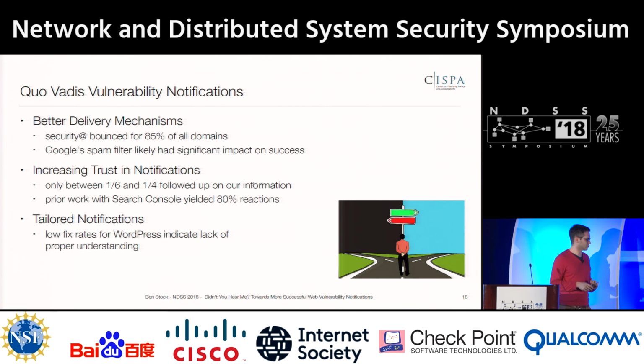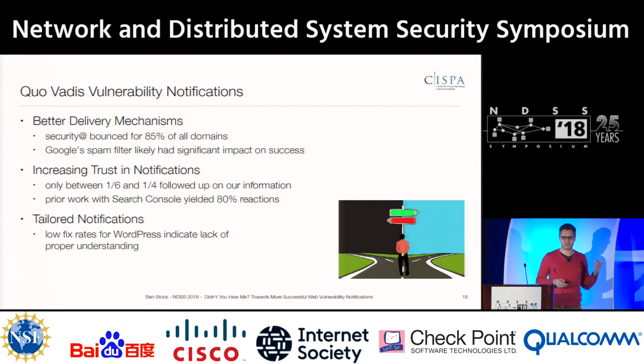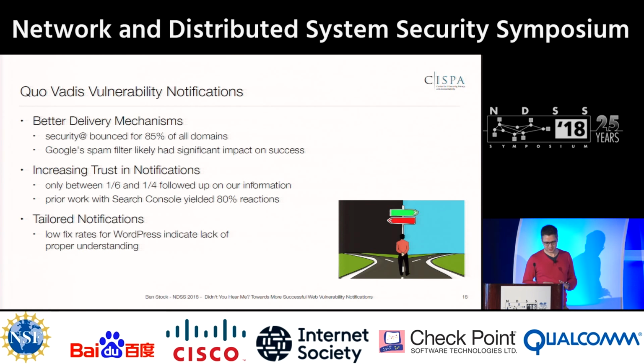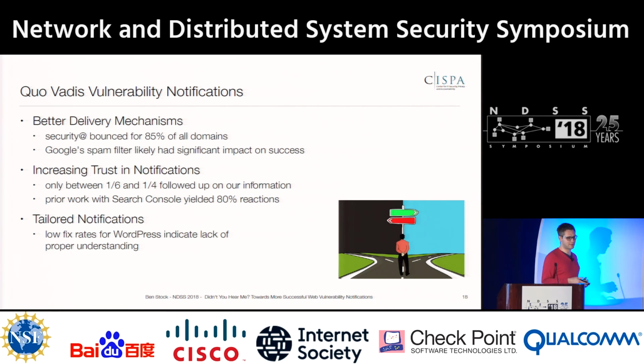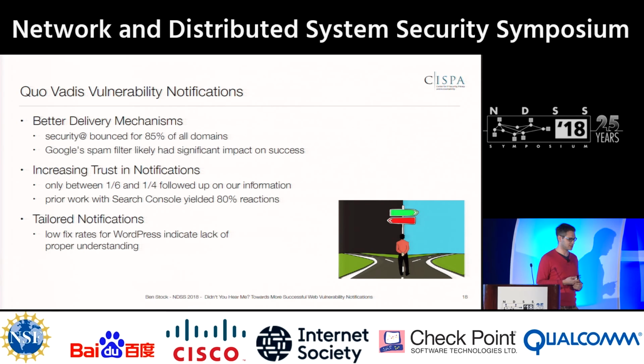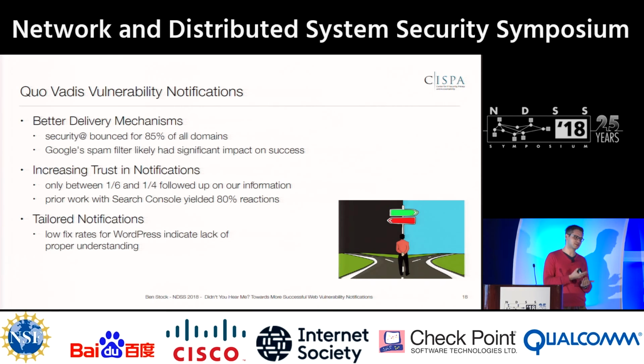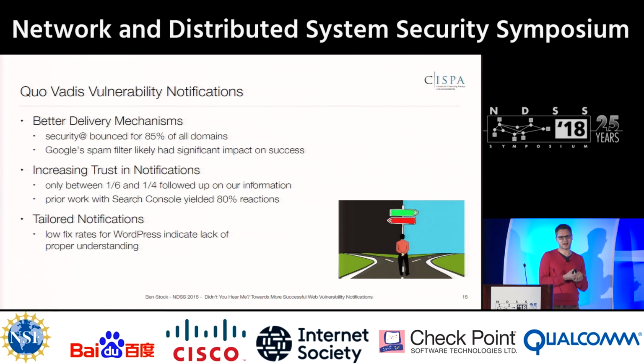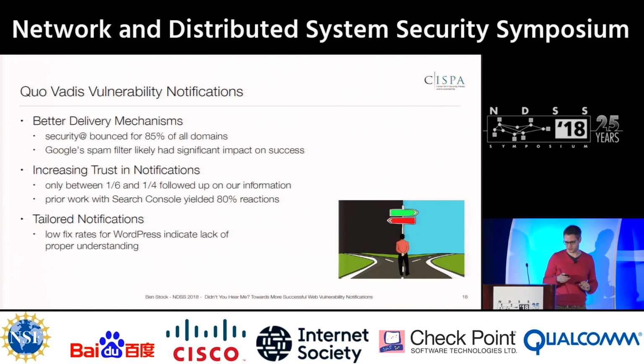The second thing that I want to point out is we need to somehow increase the trust in the notifications. Only between 1/6 and 1/4 of all people followed up on a notification. And prior work using also the Google Search Console to notify webmasters about compromise yielded 80% reactions. So there's definitely room for improvement here. And last but not least, we need tailored notifications. So the fact that there's only a third of WordPress sites that fixed after they got our information is not their fault. I'd argue it's our fault because maybe we didn't phrase what they should do properly. So there, I think, are interesting research questions coming up.